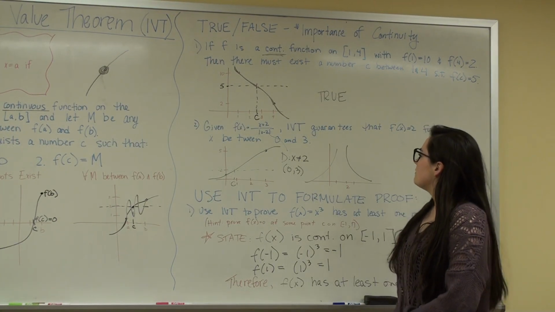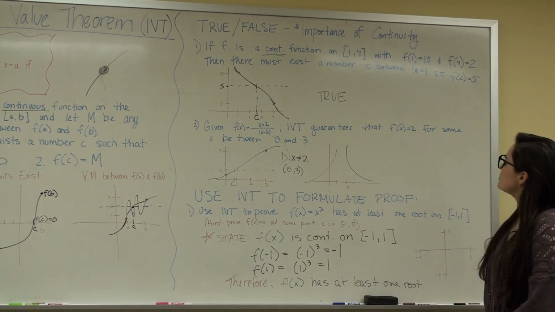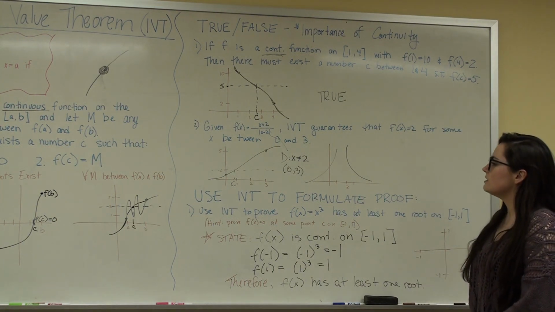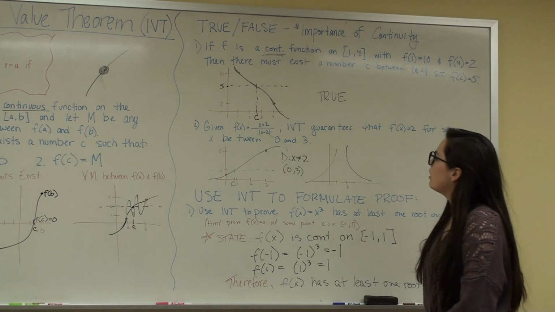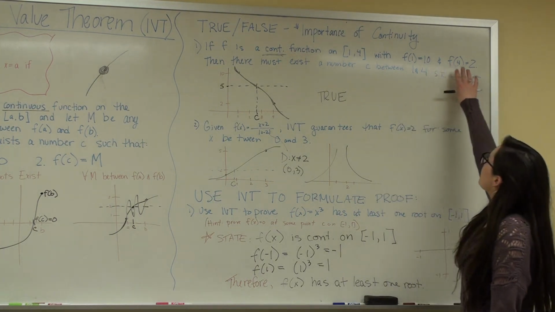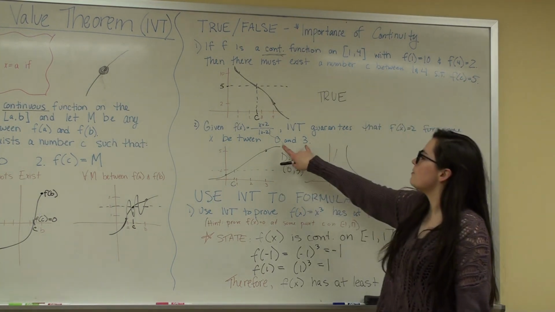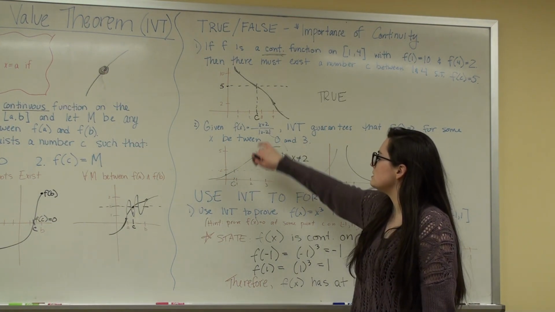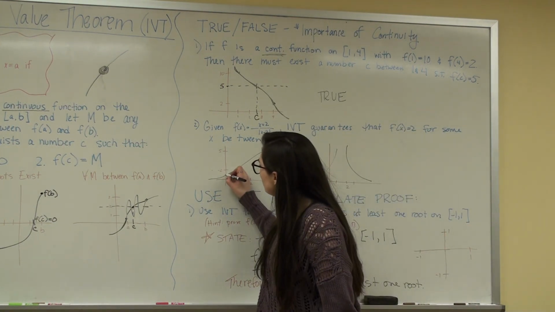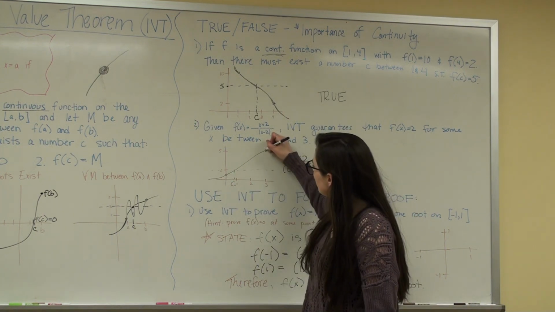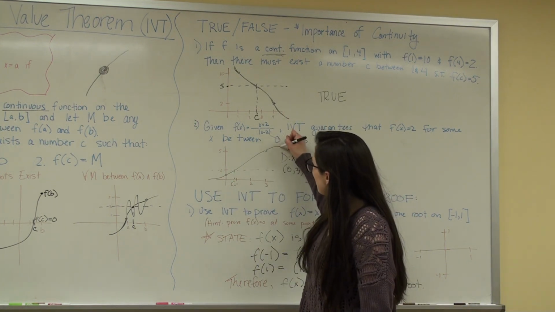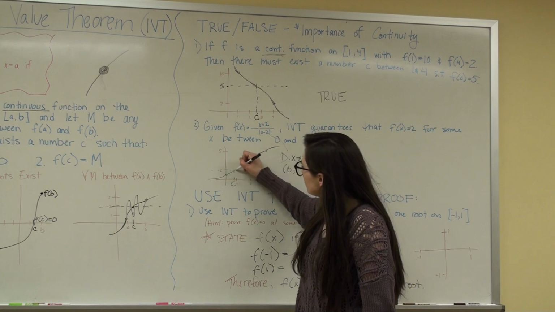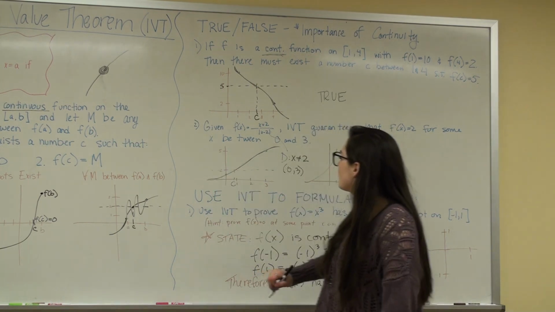Given this function, IVT guarantees that f of x equals 2 for some x between 0 and 3. So, if they don't explicitly give you points, you can plug in the bounds of your interval and make your own points. So if we plug in 0, we're going to get 1, and if we plug in 3, we're going to get 5.